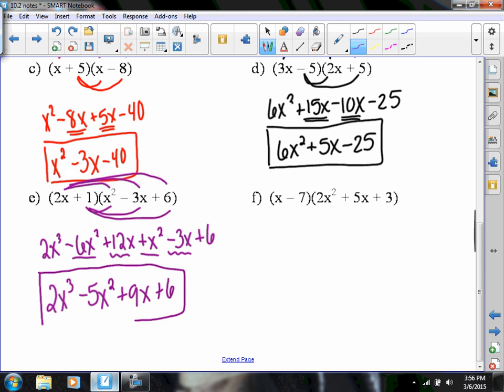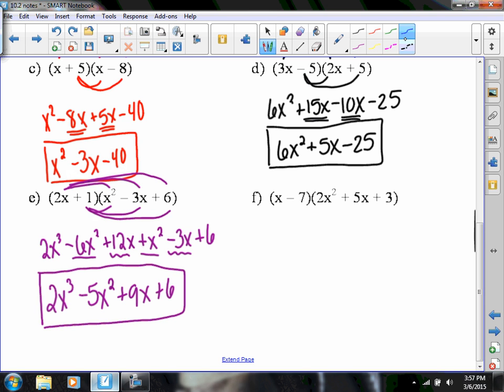So when you do bigger horizontal multiplication, your like terms aren't necessarily going to be right next to each other. So you might have to look around for them. But again, use a highlighter or underline or box or circle or something so that you can identify which terms are the same.